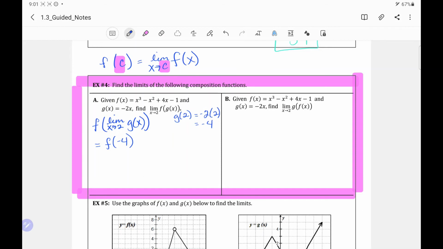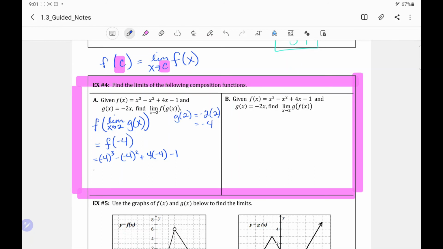In order to get f of negative 4, what do we need to do? We plug it into f. So that's going to equal negative 4 cubed minus, I forgot my negative, minus negative 4 squared plus 4 times negative 4, minus 1.